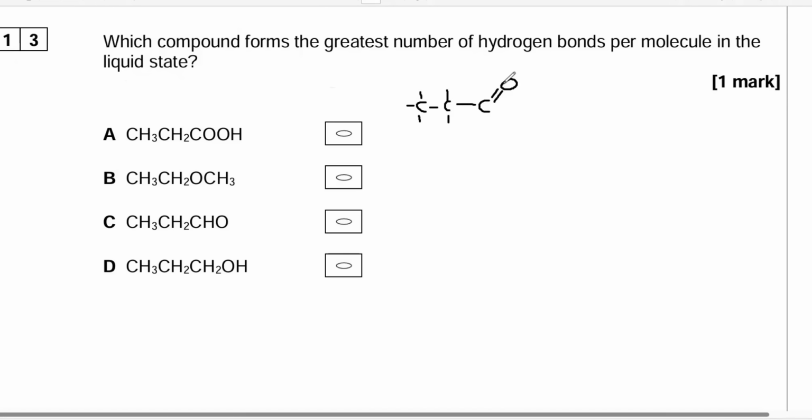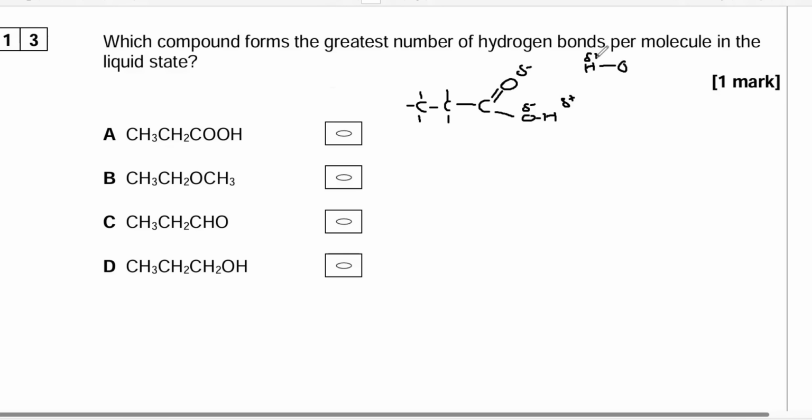Right, this first one, A, is propanoic acid. So let's just draw roughly out the formula. Of course, to get hydrogen bonding, you need to have an oxygen atom attached to a hydrogen. So we've got some hydrogen bonding going on there. It can bond to another carboxylic acid group, another propanoic acid.